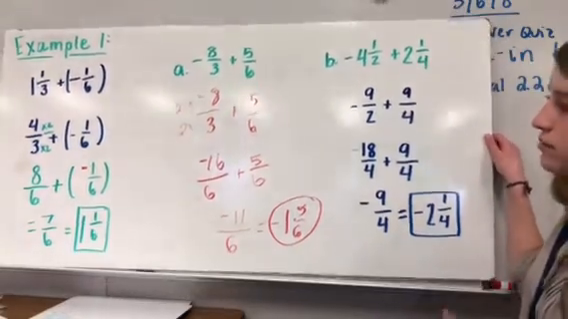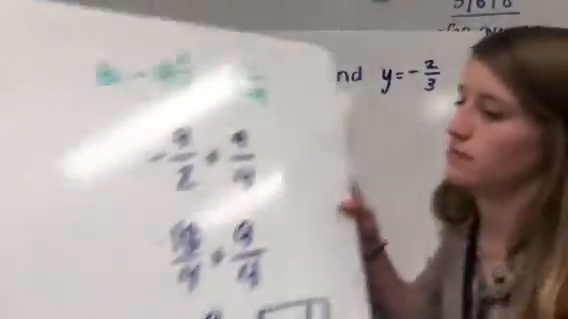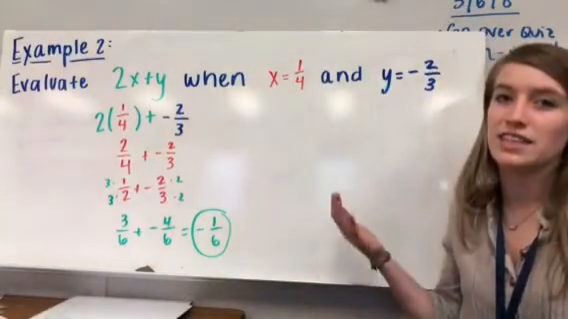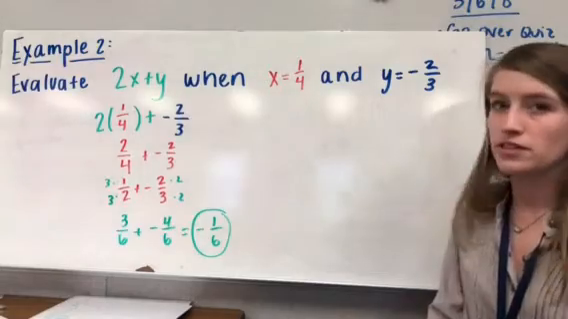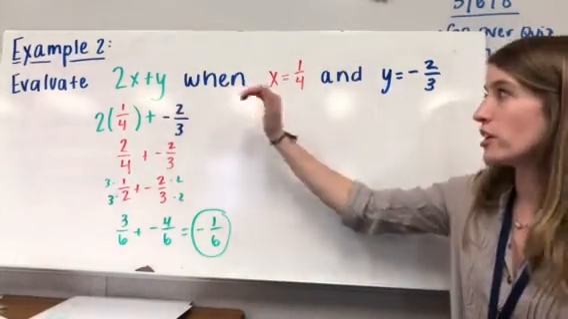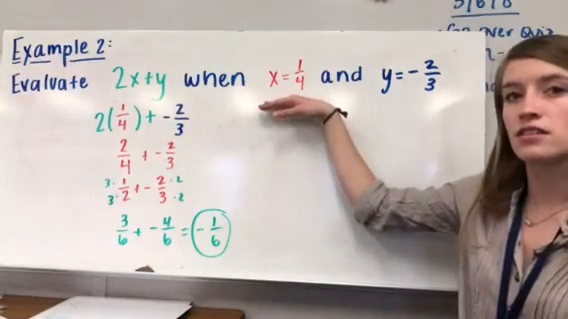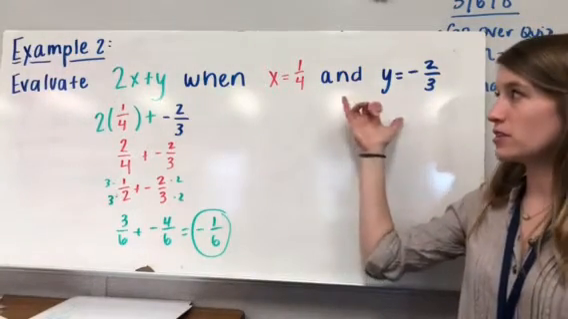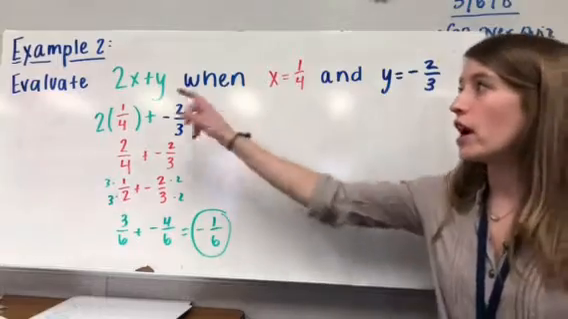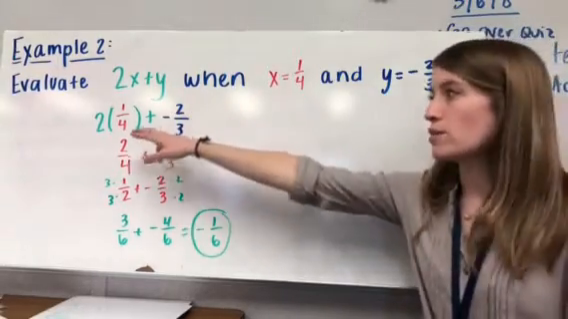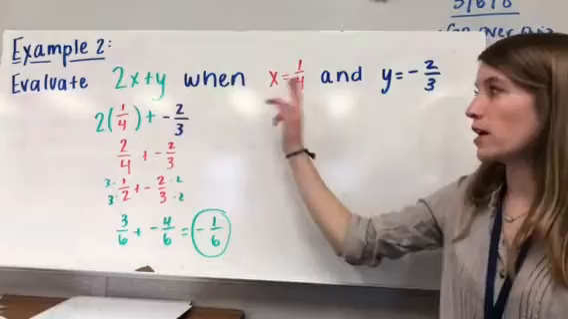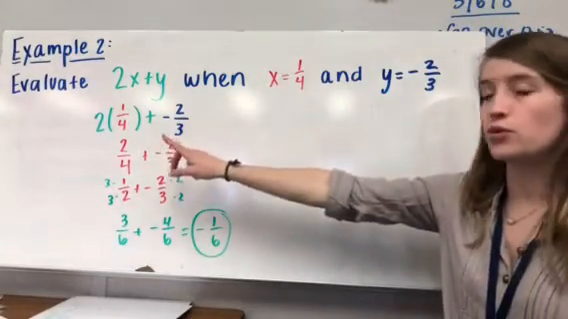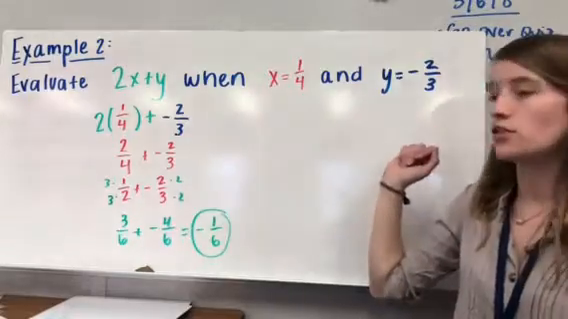Let's try one more together. The last thing I could ask you to do is evaluate. What evaluate means is to find the value of this expression if you're given the x value and the y value. My first step is to go ahead and substitute those in. If I have 2x plus y, I'm taking 2 and multiplying it by x and then adding my y. In this case, I have 2 times a quarter plus negative 2/3.